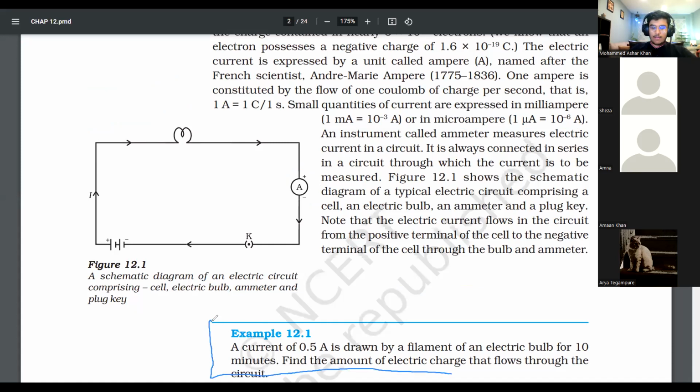Now, I want you guys to try this problem, exercise 12.1. I'll give you guys like 10 minutes. This is actually quite an easy problem. You guys try this and tell me what answer you get. You can type it in chat or you can tell me on the mic.